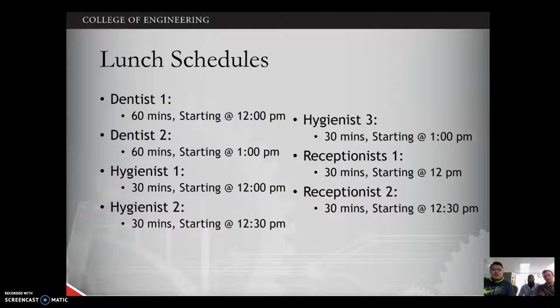Then we have our lunch schedules where they're all staggered. Dentist 1 will take their lunch for 60 minutes starting at 12 p.m. Dentist 2 will also have 60 minutes starting at 1 p.m. when dentist 1 comes back. And the first hygienist will have their lunch break starting at 12 p.m. for 30 minutes. Hygienist 2 at 12:30 p.m. for 30 minutes. And the third hygienist will be at 1 p.m. for 30 minutes. And the receptionists also get 30-minute lunch breaks, which will start at 12 p.m. for the first receptionist and 12:30 p.m. for the second receptionist.